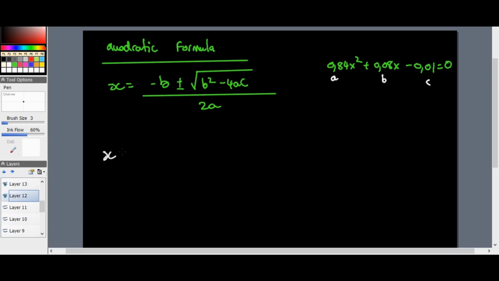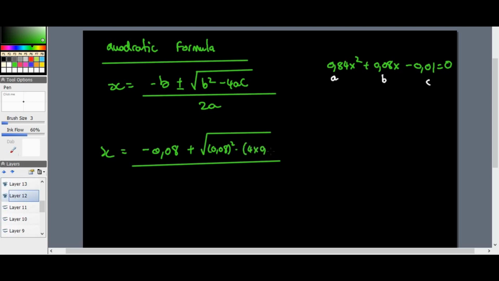So x is what we're looking for. So let me go back to the green color. X is what we're looking for, so that is equal to negative 0,08 plus, we'll do the plus first, we don't want the minus answer, we want the positive answer, of course. And we're going to have b squared, so that's 0,08 all squared, minus brackets 4 times 0,84 times, because of the negative there, minus 0,01. Just extend our lines here because it's quite long, all over 2 times 0,84.